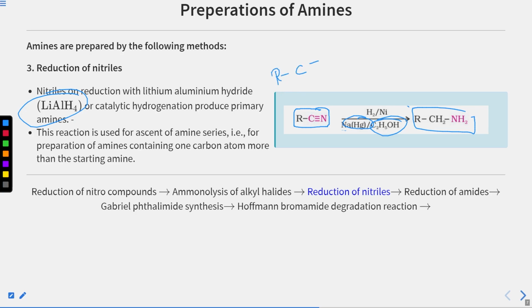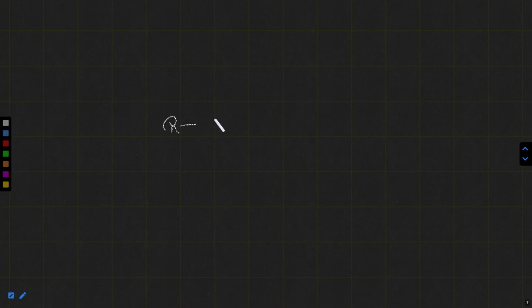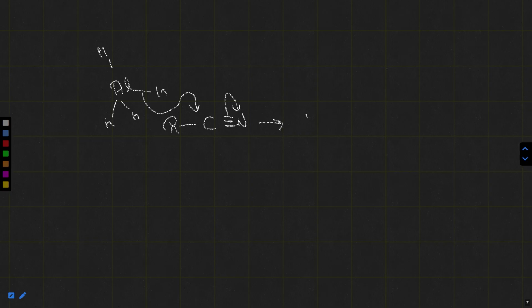So we have this RCN. Nitrogen is an electronegative element, next to fluorine and oxygen. So there is a delta negative and a delta positive. So that H minus will now attack here. So we have AlH4 minus, with the hydrogens. It will attack here and you will get a negative charge on nitrogen. So RCH, N negative and one double bond.